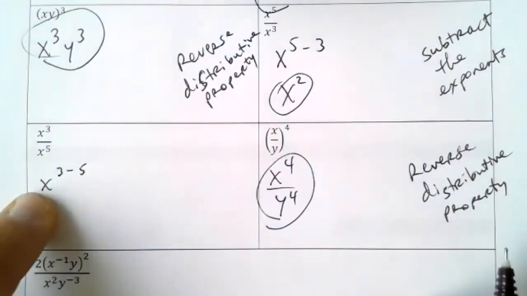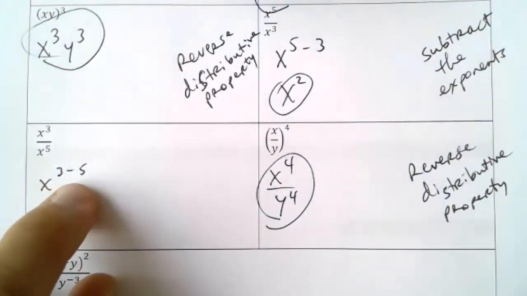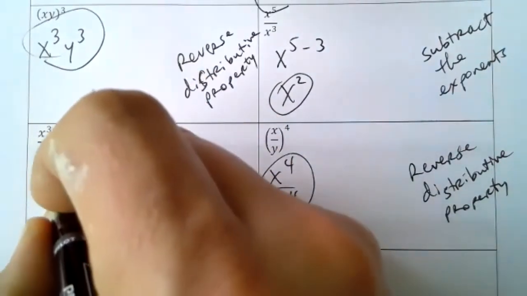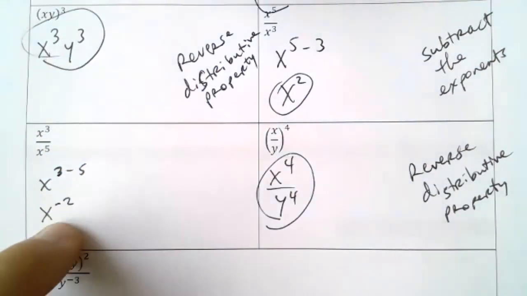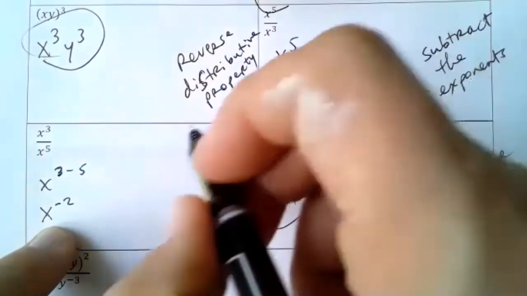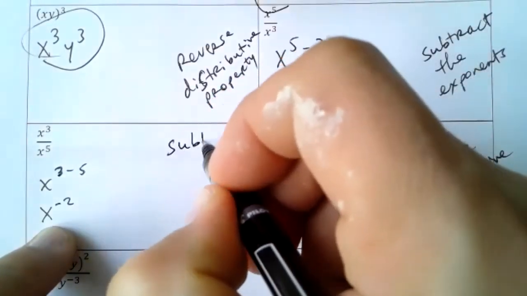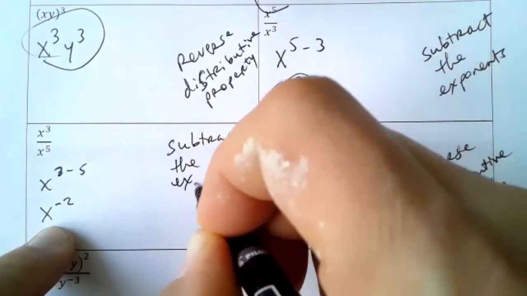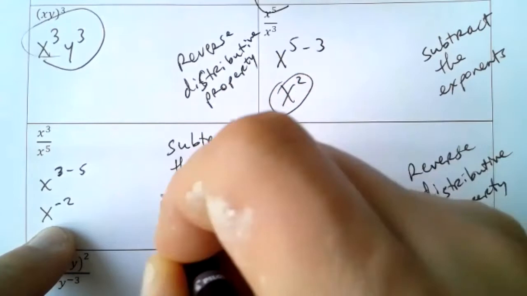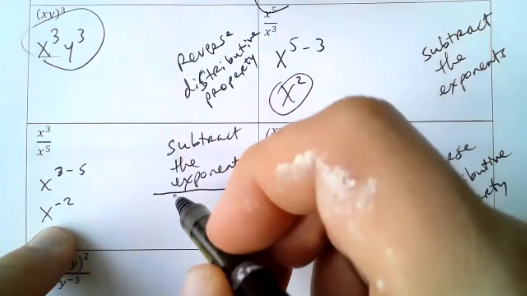Now this one's got two problems in one, really, because what you're going to wind up with here is a negative exponent. And you remember the negative exponent. So let's write down both things. We do need to write down, subtract the exponents. Then I'm going to put a bar. And then we're going to do it.